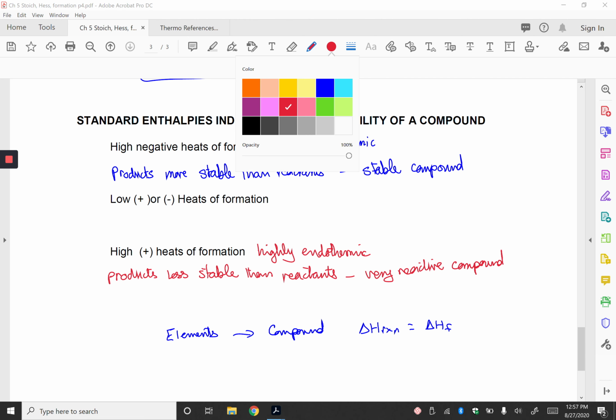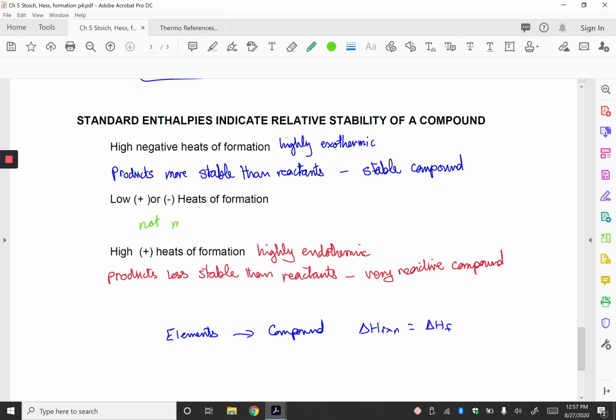If it's a low number, whether it's positive or negative, that means not much change in stability. So forming that compound from its elements didn't really change much of the stability. So the elements and the compound are about the same stability as each other.